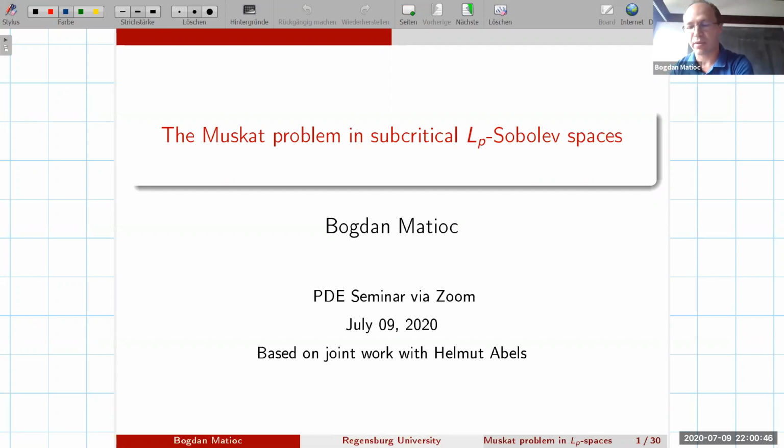So I will talk about the Muskat problem in subcritical Lp-Sobolev spaces today, and this is based on recent joint work with my colleague Helmut Abels from Regensburg.